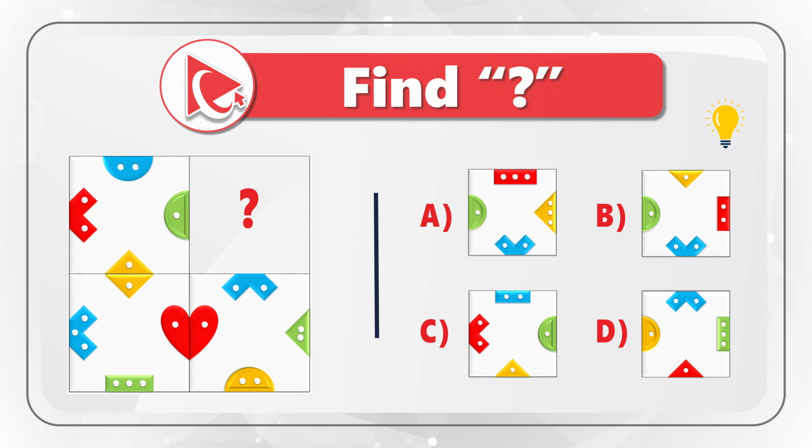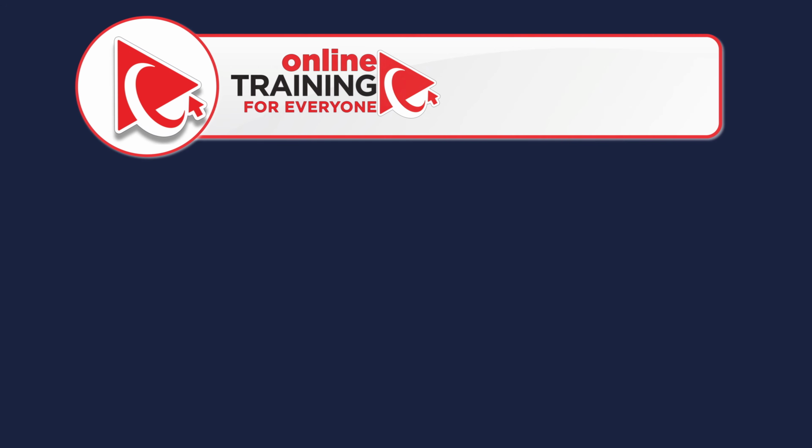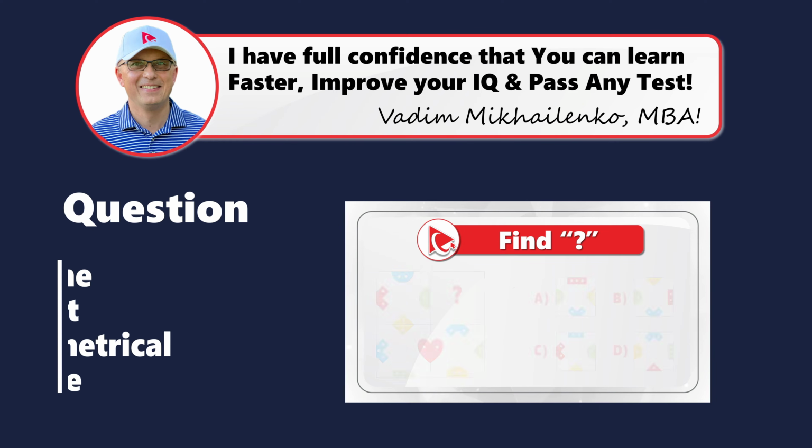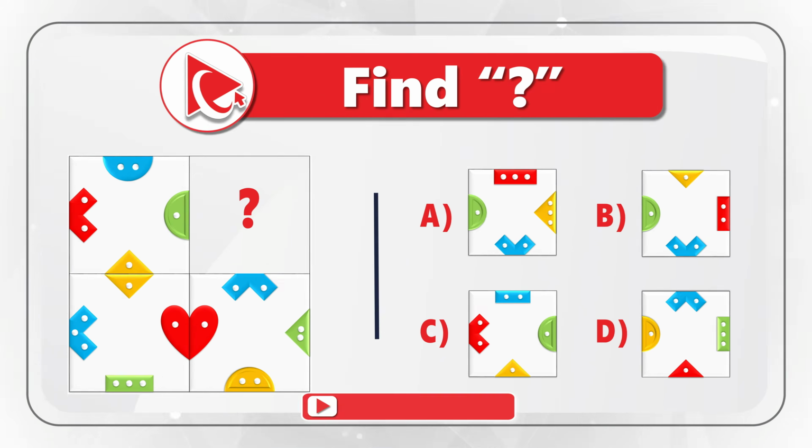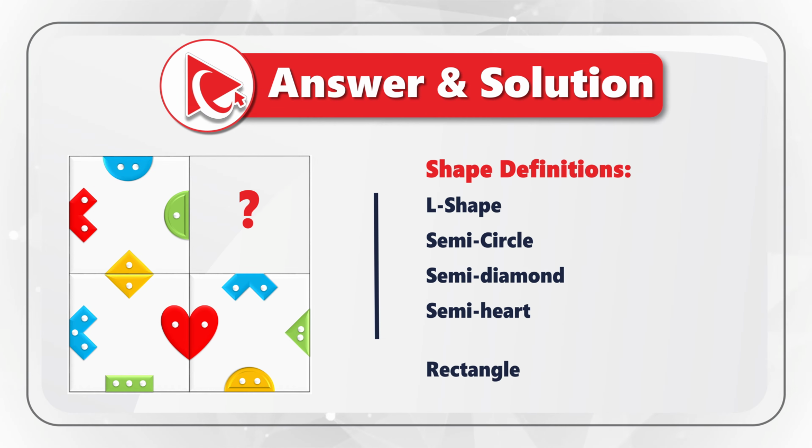Are you ready? I am moving forward to share with you my version of the answer, and obviously if you have a better way to solve it, please make sure to post in comments. To solve this challenge, let's better understand what we're dealing with. We have 5 types of shapes. We have an L shape, a semicircle, a semi-diamond, a semi-heart, and a rectangle. Each one of these shapes is located in a small square, and each one of the shapes has 1, 2, or 3 dots inside of it.